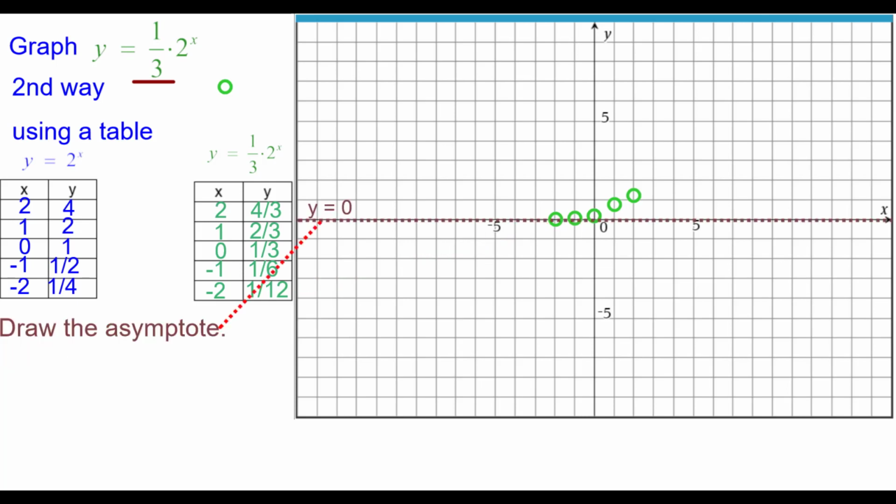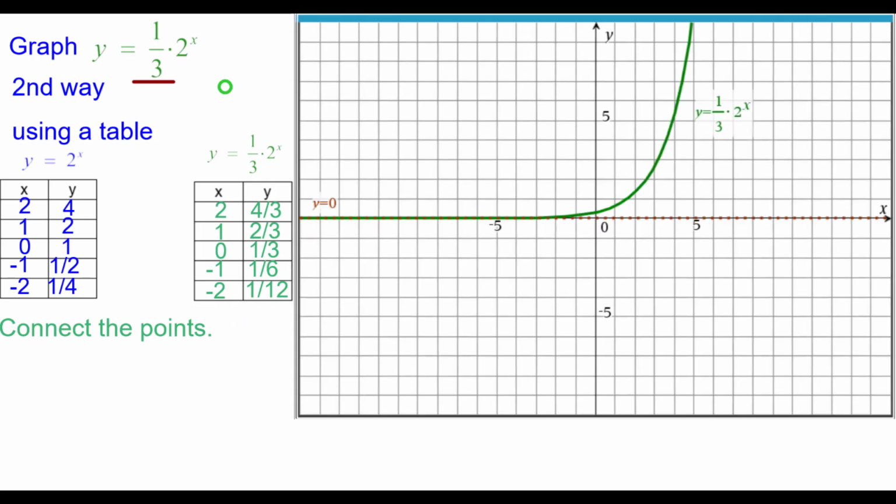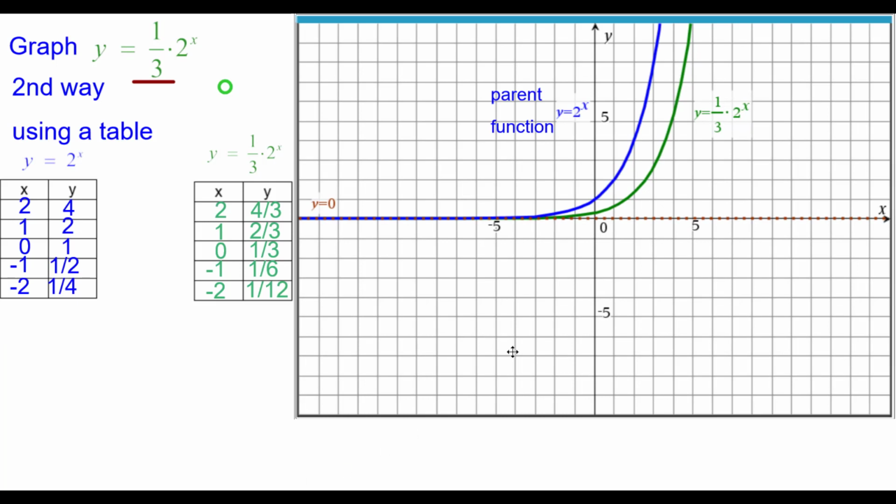Draw the asymptote. The boundary line is going to be at y equals 0, the x-axis. As the numbers get smaller in this negative direction here, the points get closer and closer to 0 without getting there. Connect the points. And this is our y equals 2 to the x curve, but you can see that it goes up slowly and is wider.